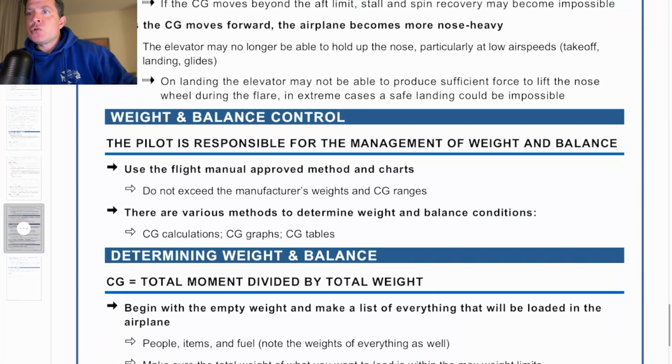Weight and balance control. The pilot is responsible for the management of weight and balance. Use the flight manual approved method and charts. Do not exceed the manufacturer's weight and CG ranges. There are various methods to determine weight and balance conditions. There are calculations, there are graphs, and there are tables.